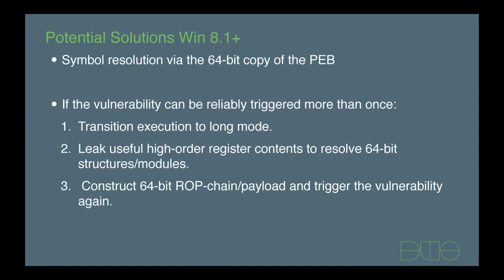Or if the vulnerability can be triggered more than once, you might be able to build a 32-bit chain, depending on whether or not EMET would mess with you, that leaked contents of those higher order registers I mentioned earlier, and then you built a secondary stage and then triggered the bug again. Again, this is all very vulnerability specific as to whether or not it would work.